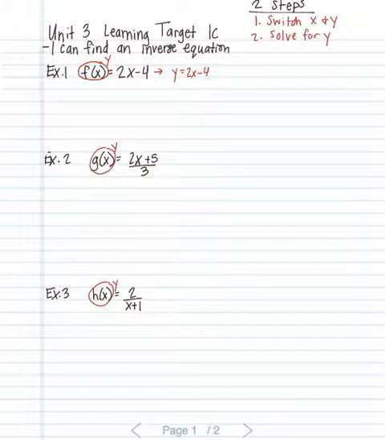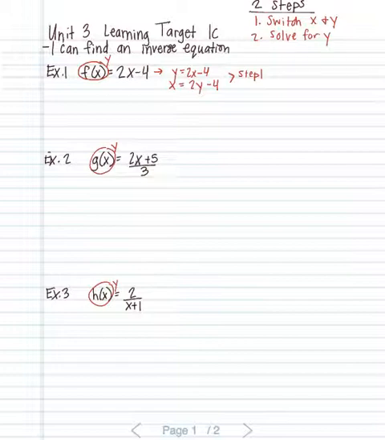So our first step, you switch where your x and your y are. So instead of writing y, I'm going to write x. 2x becomes 2y and minus 4. This is step 1. Easy enough. Step 2 is to solve for y.